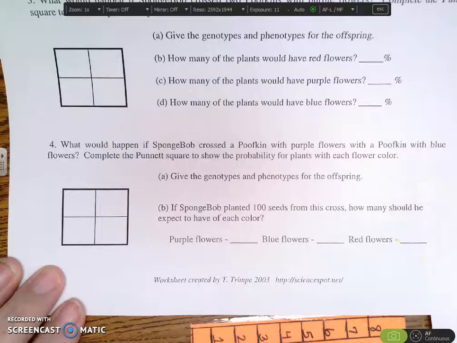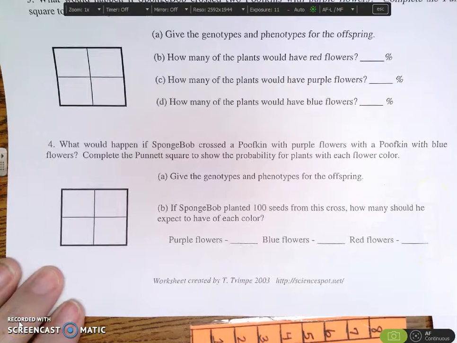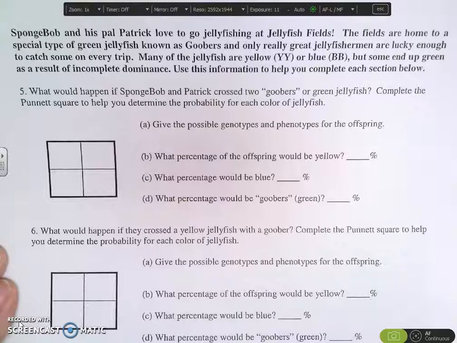Here's problem number 4. SpongeBob and his pal Patrick love to go jellyfishing at jellyfish fields. Fields are home to a special type of green jellyfish known as goobers, and only really great jellyfishermen are lucky enough to catch some on every trip. Many of the jellyfish are yellow, homozygous dominant Y, or blue, homozygous dominant B. But some end up green, which would be Y and B together, as a result of incomplete dominance. Use this information to help you complete the rest of the sections.